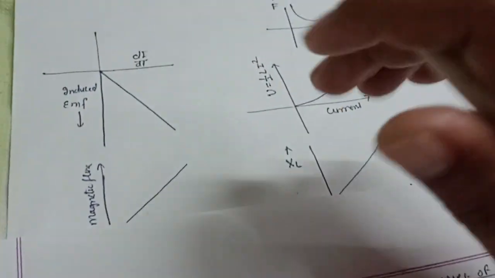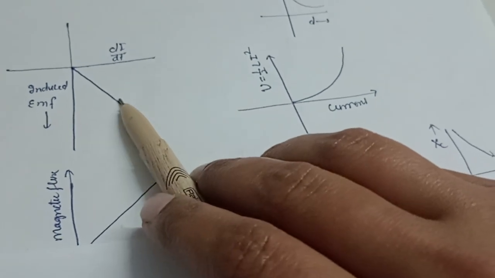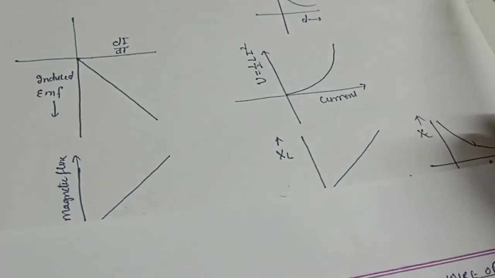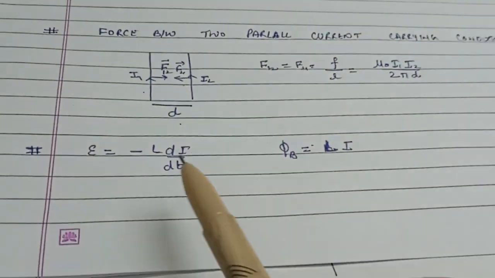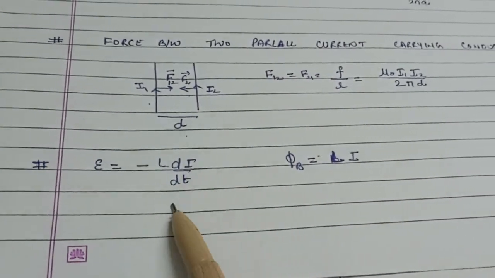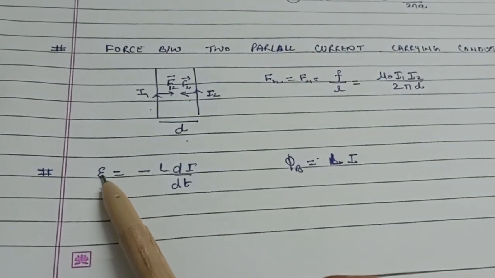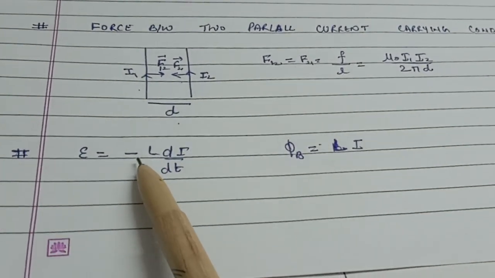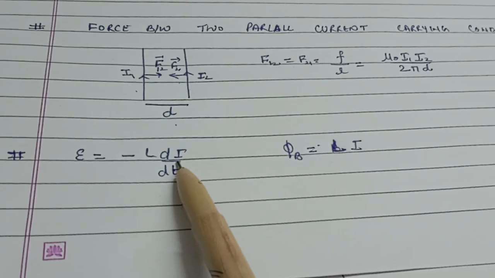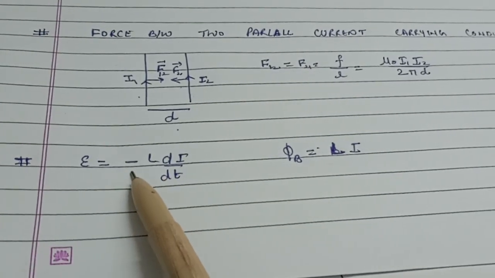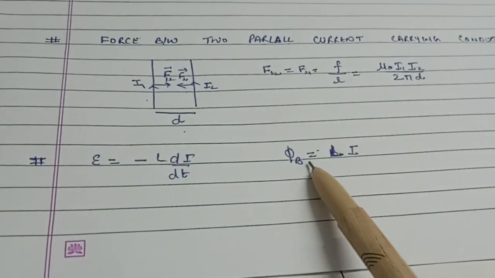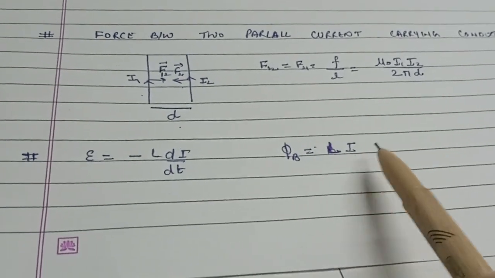Next graph is for induced EMF. As you know, this is the graph for induced EMF. EMF is equal to minus L di by dt and flux is given by L into I. So induced EMF always opposes the change in current. The negative sign is here, opposition. And flux is directly proportional to the current I.